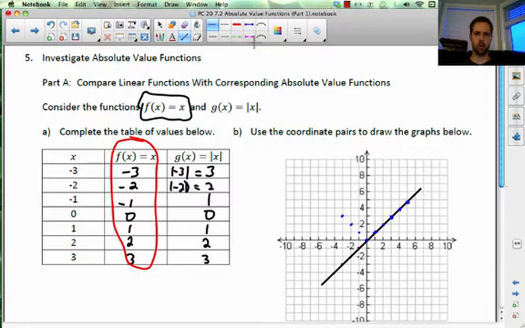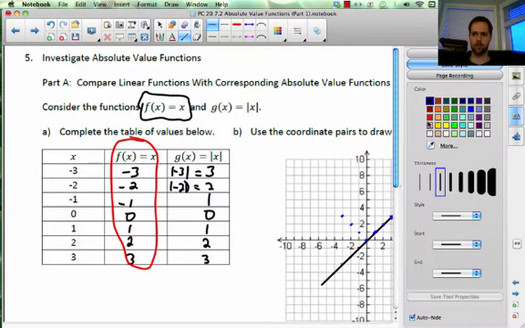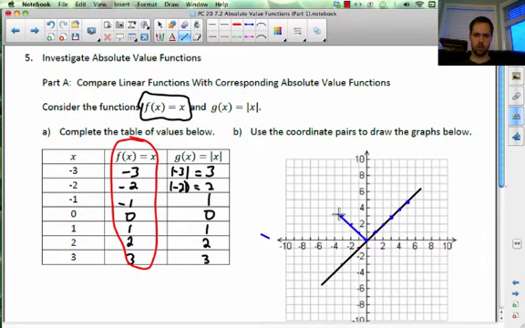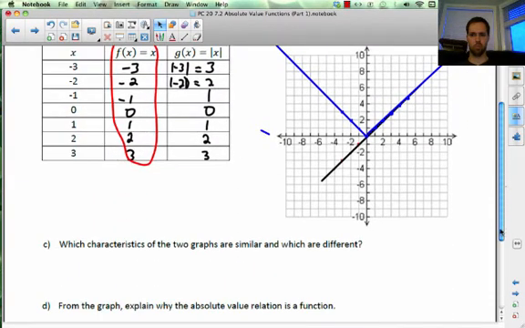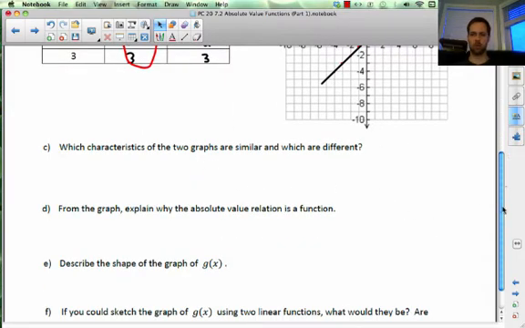So what we end up with is a function where we only have positive values. So everything to the left is positive, everything to the right is positive. Because the absolute value represents a distance, you can't have negative values. So everything will be positive. So your blue function here is the graph of the absolute value.